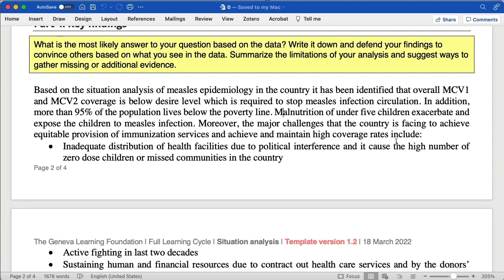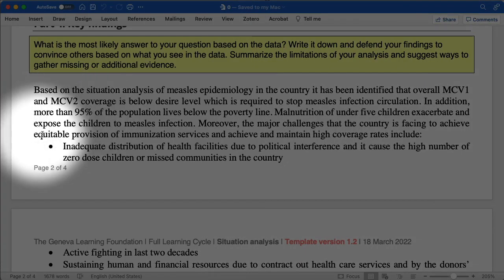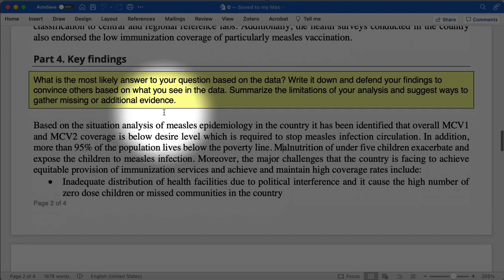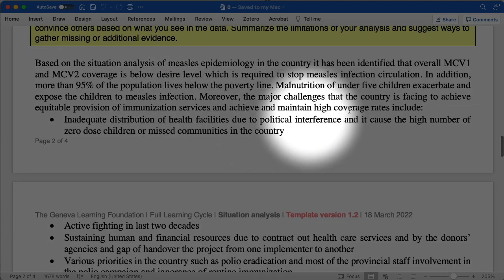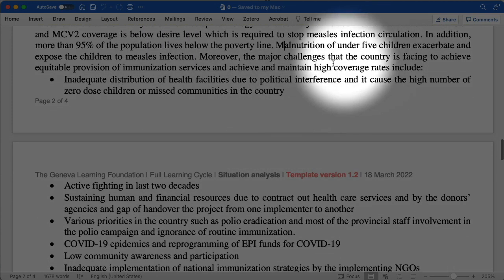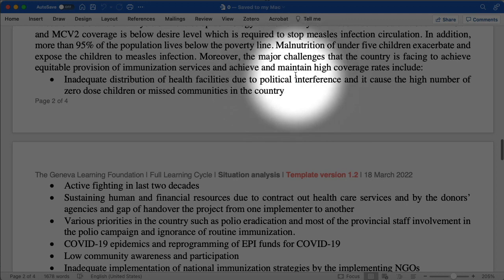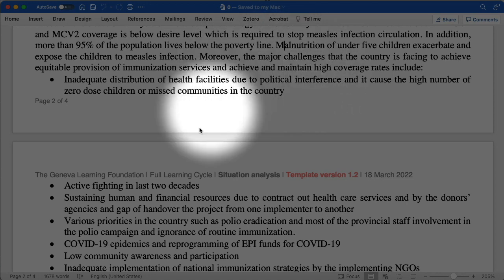Moreover, the major challenge, equitable provision. I haven't seen the relationship between the surveillance data sources and the equity argument. And with respect to high coverage rates, I'd question whether they need to be maintained, given that they haven't been achieved, but it does say achieve and maintain.